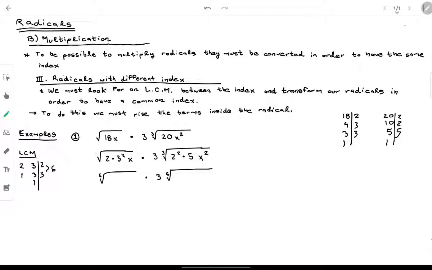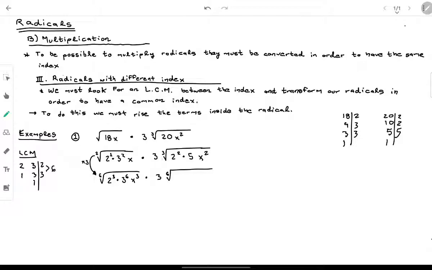We have an index number 2 that now will become an index number 6. 2 to become 6, I multiplied by 3. So here I multiplied by 3. That means whatever is inside my root, I need to raise it to the third power. So if I raise 2 to the 1 to the third power, it's going to be 2 to the 3. If I raise 3 squared to the third power, it's a power of a power. They get multiplied. 2 times 3 is 6, so it's going to be 3 to the 6. X is going to be x cubed.